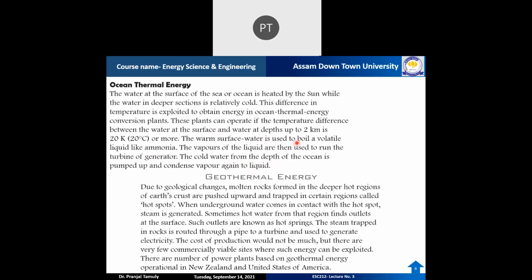I think I have a meeting to attend, so today this will be it. Next time we'll discuss geothermal energy and other different sources of energy.